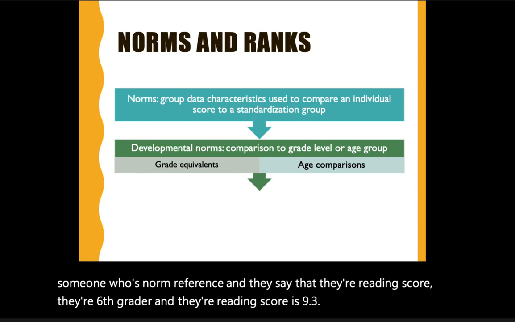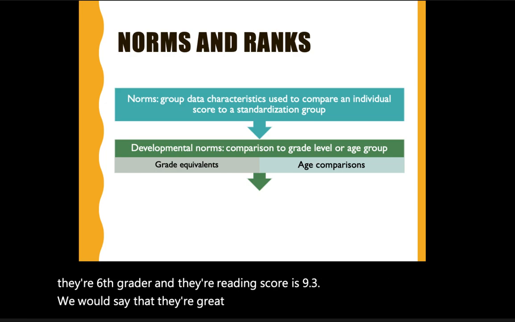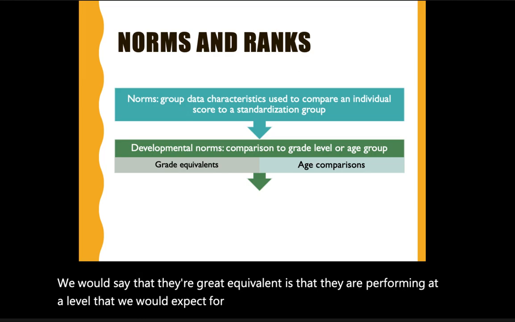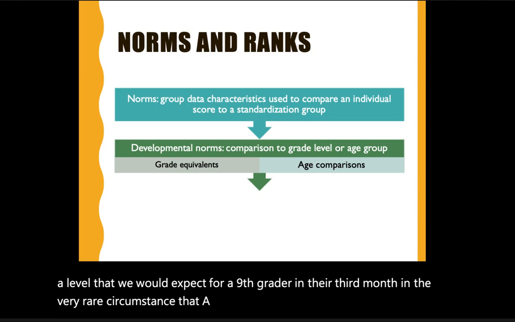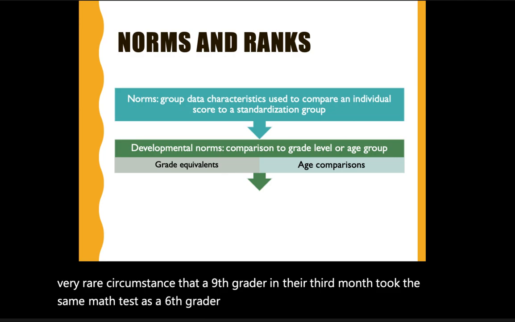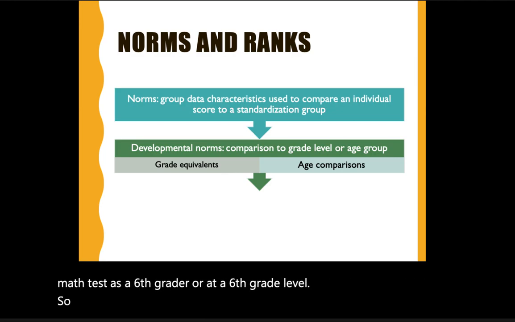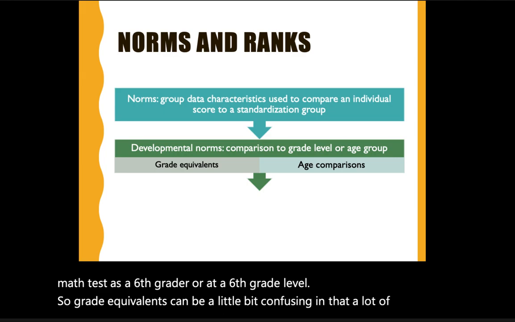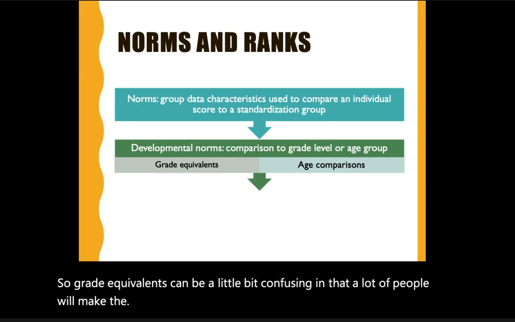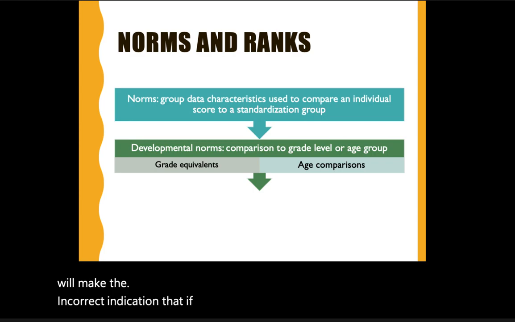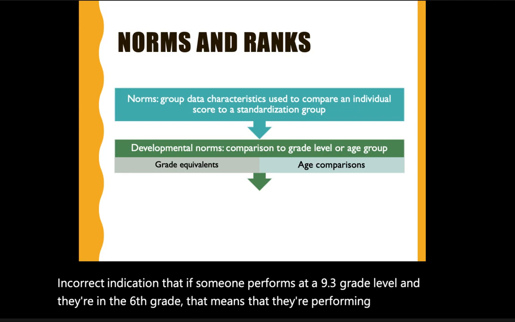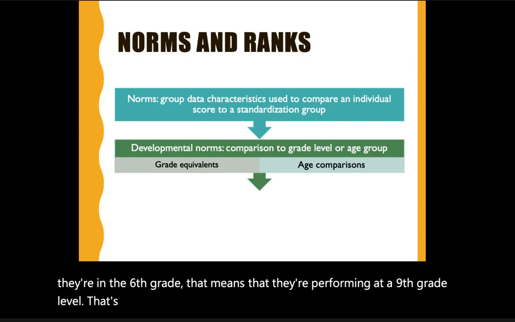we would say that their grade equivalent is that they are performing at a level that we would expect for a 9th grader in their 3rd month, in the very rare circumstance that a 9th grader in their 3rd month took the same math test as a 6th grader, or at a 6th grade level. So grade equivalence can be a little bit confusing in that a lot of people will make the incorrect indication that if someone performs at a 9.3 grade level and they're in the 6th grade, that means that they're performing at a 9th grade level. That's not necessarily the truth.